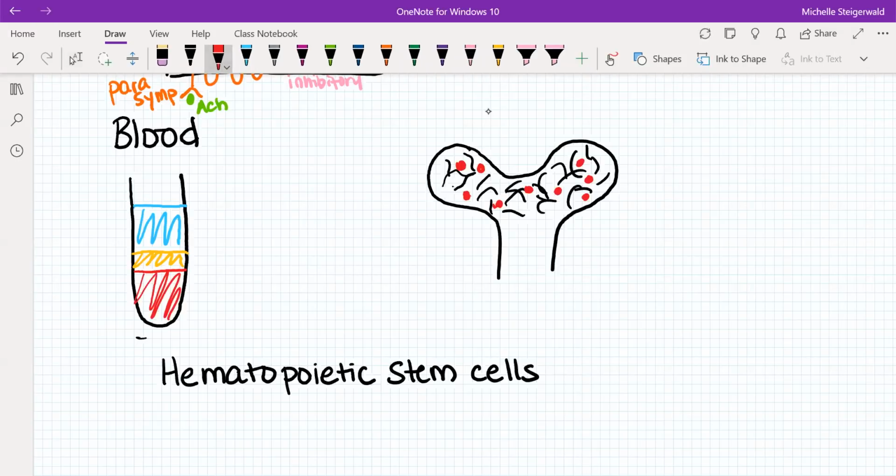This bottom section here is called hematocrit. It's really just your hematocrit, your erythrocytes. Those are always going to go to the bottom because erythrocytes are just bags of hemoglobin, and that hemoglobin has iron molecules in it. So that iron is super heavy. It's the iron that makes it heavy.